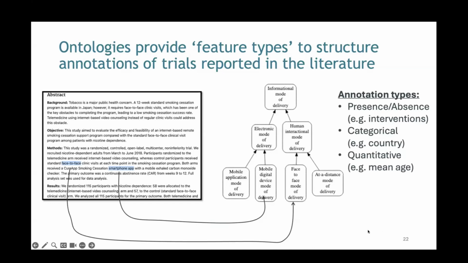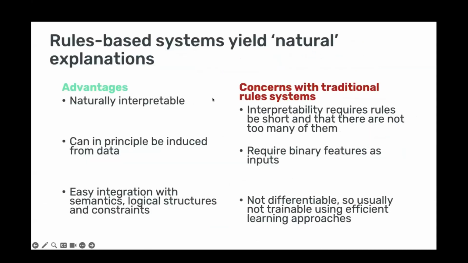And you have different types of annotations. Some are quantitative, some are categorical, some you're only interested in whether a particular intervention type was there or not, and so on. So then for the technical architecture, we used a system which is based on the idea of rules. Rules have the form where you say, okay, if this and this and this condition holds, then do something towards the outcome.